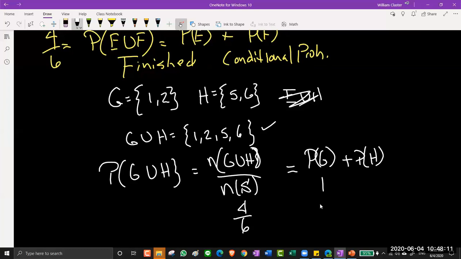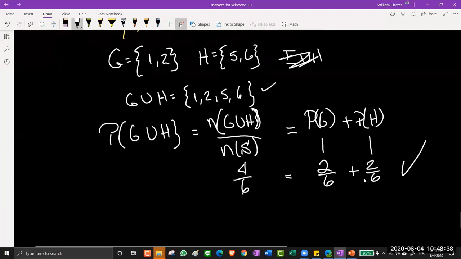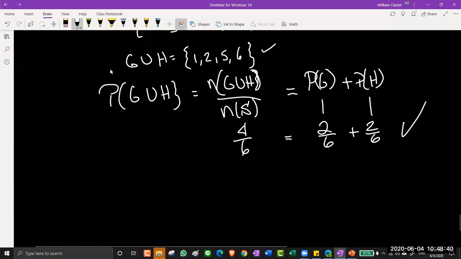Two out of 6. Okay, and what's the probability of H? 2 out of 6 as well. So, yes, it's true, right? It works. The probability of G union H equals the probability of G plus the probability of H. Everyone agree? Yes. Okay, so that's a nice result.